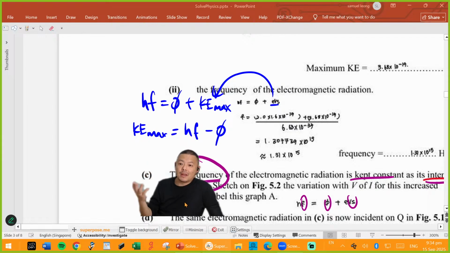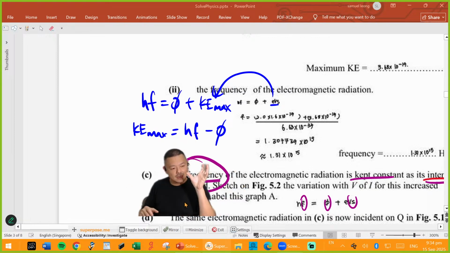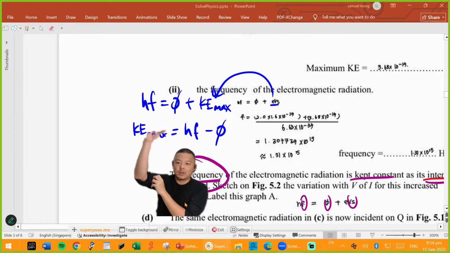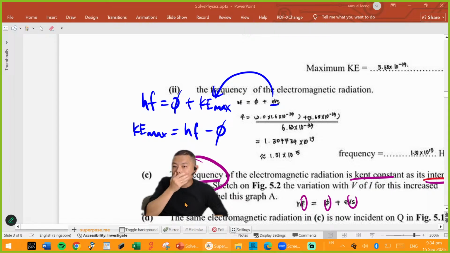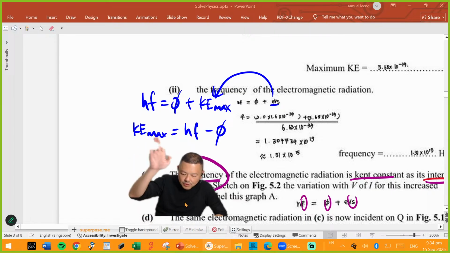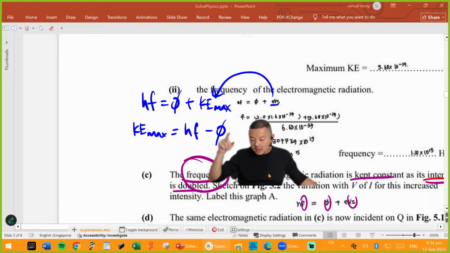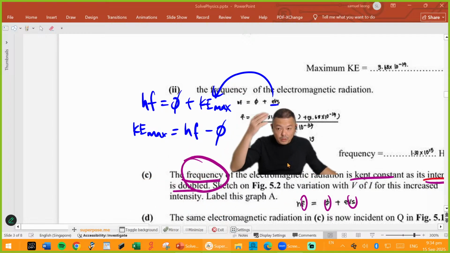But that's my way of understanding it, right? Different people have different ways of understanding it. Some people like to think of it as, if I work backwards, the KE plus the work function equals the original energy of the photon, which is fine. So I'm just introducing you to this way of understanding it. But if you do write it this way, you can also understand it yourself.